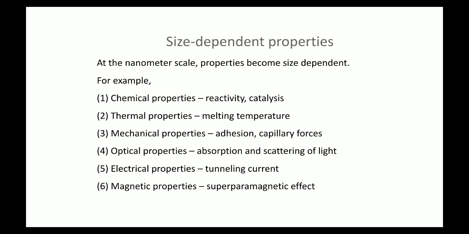But here you just have to keep in mind that these two important effects, the quantum confinement effect and the surface area to volume ratio effect, are going to change things by a large factor, and because of that the different properties, that is chemical, thermal, mechanical, optical, electrical and magnetic properties, are going to change when the size of the material starts to reduce from bulk to nano.